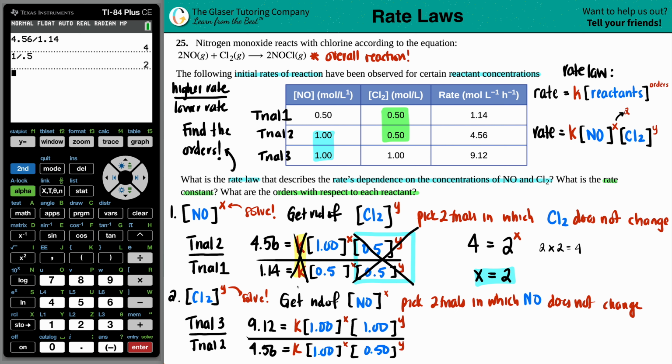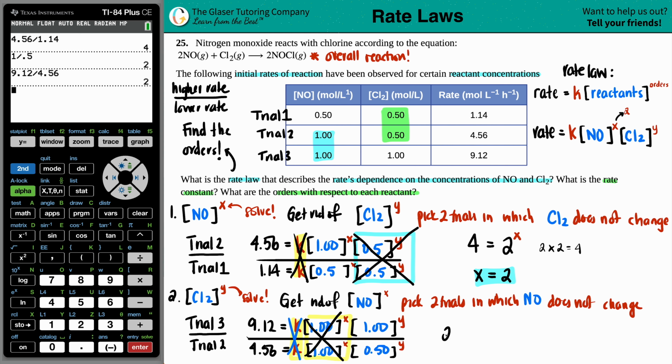Okay, so same thing goes for what we did before. K divided by K, get out of here, right? And these guys, 1 raised to the x divided by 1 raised to the x, that goes bye-bye. So now you have these two values. 9.12 divided by 4.56, you get 2, equals 1 divided by 0.5, which is 2, and that's going to be raised to the y.